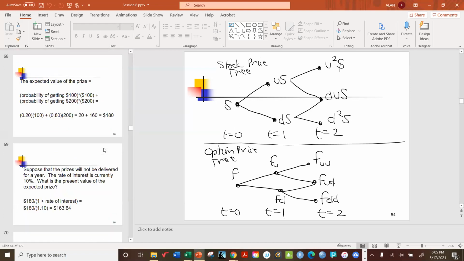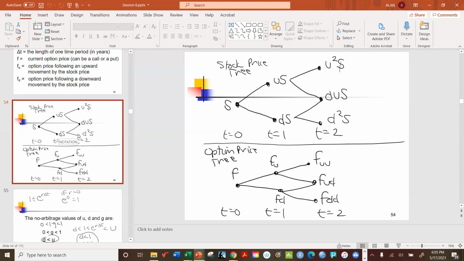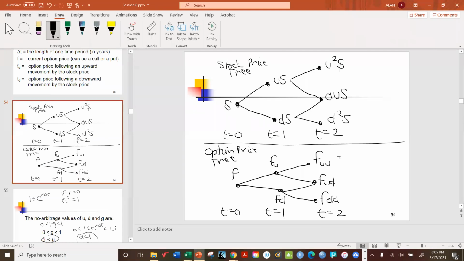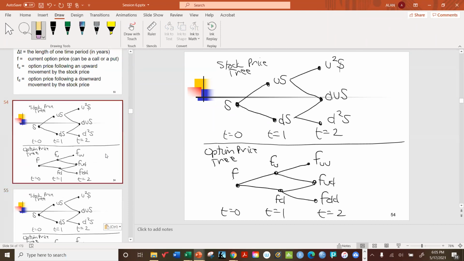If not, I can put it in here right now. So yeah, let's do that. Hold on. So here FUU would be equal to max. Oh, wait a minute, I just realized this is meant for any option. Let me create 2 separate diagrams here. So in this first case, let's say this is a call.